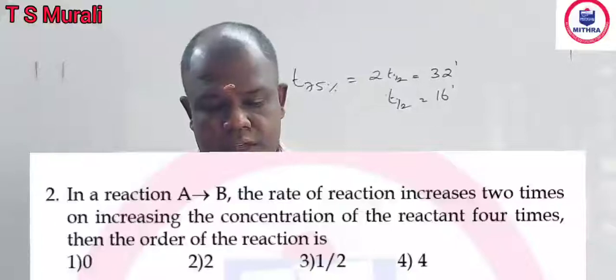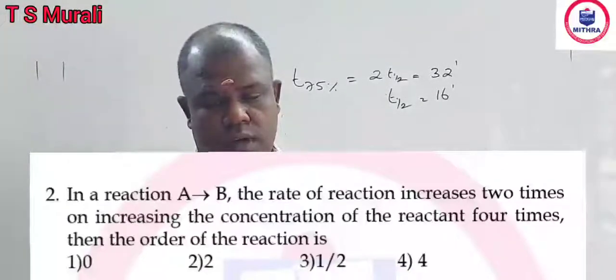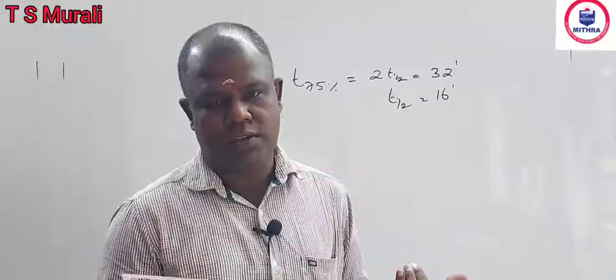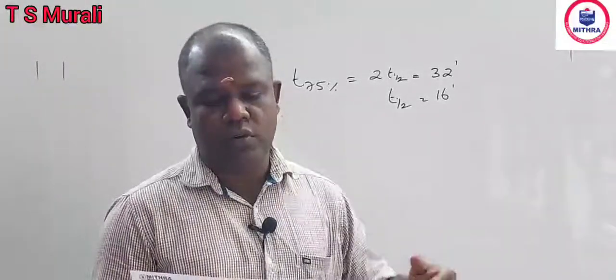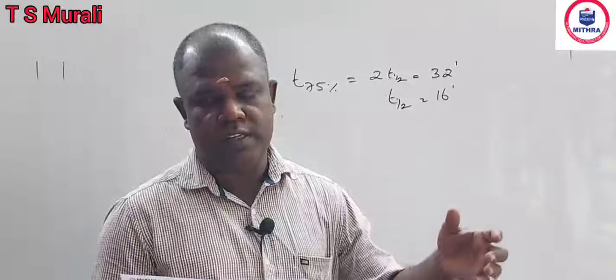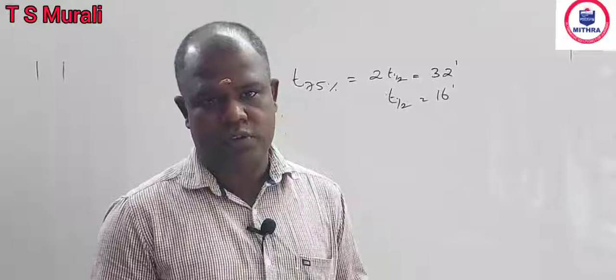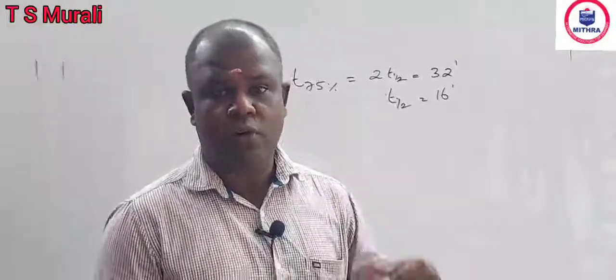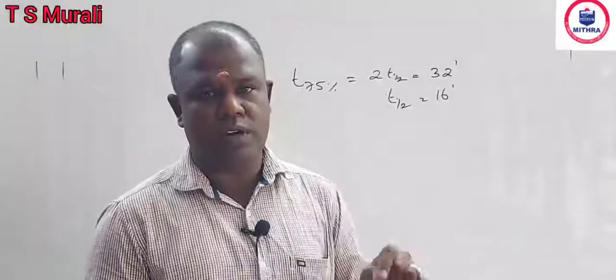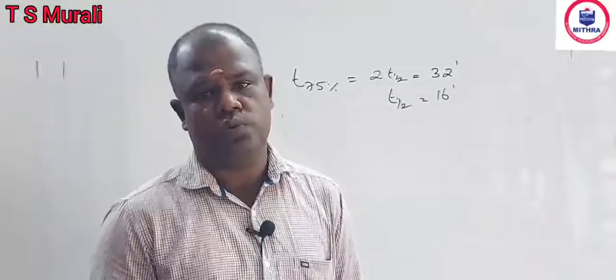Question number 2. In a reaction, A gives B, the rate of reaction increases 2 times as the concentration of the reactant increases 4 times. Okay. The concentration of the reactant increased 4 times, but actually a 4 times increase in concentration is reflected as a doubling in the rate. So what will be the order of the reaction? To convert 4 to 2, the power value should be 1 by 2. Root of 4 is equal to 2.